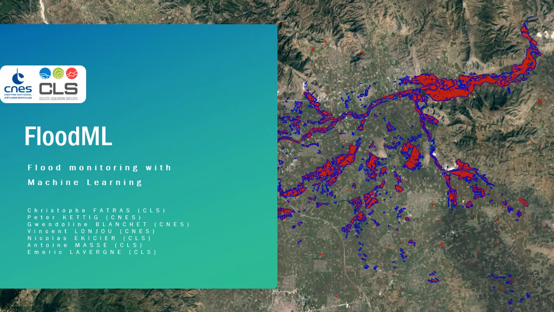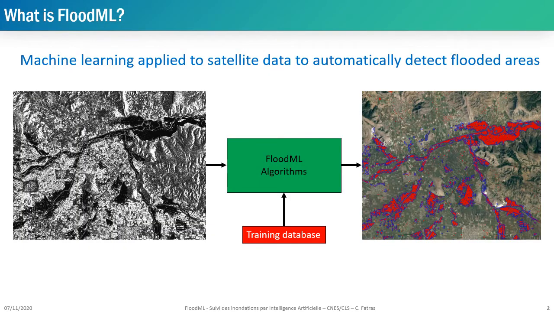Hello everybody. I'm pleased to present to you the FloodML project, which deals with flood monitoring with machine learning. The main idea here is to develop a machine learning algorithm applied to satellite data to automatically detect flooded areas. That is to say, from ingested satellite data, apply those FloodML algorithms we developed using a training database we created, and then use those algorithms to automatically detect water areas, as we can observe here on the right side.